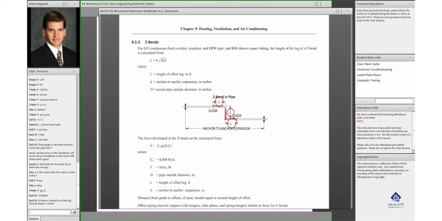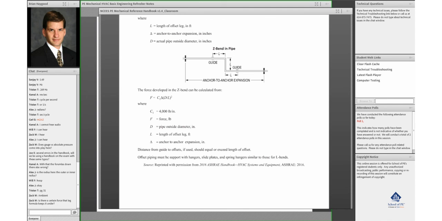So we only need to calculate that one value called L, and same routine. L is 4 times the square root of expansion times diameter in inches. Pay attention, L is going to come out in feet, even though everything else you plug in is in inches. So just keep that in mind. And there's the force for it. And it's in comparison to a standard value of 4,000 pounds per inch. So it's a little weird. Just plug into the formula. That's all you need to do.